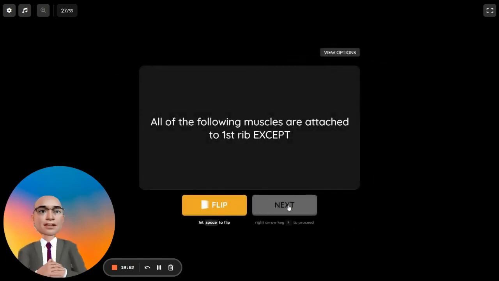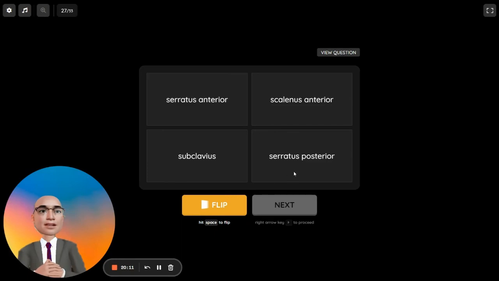All of the following muscles are attached to first rib except. The first rib provides attachment to subclavius muscle. It provides attachment to scalenus anterior and scalenus medius muscle. The serratus posterior, however, is attached to the second rib. So we have to exclude serratus posterior.